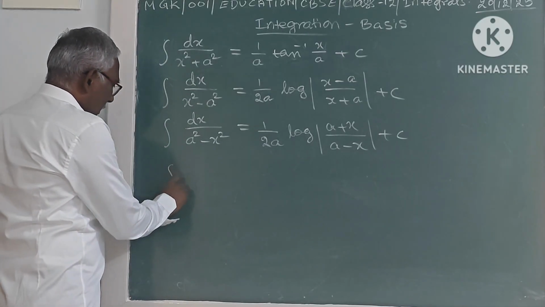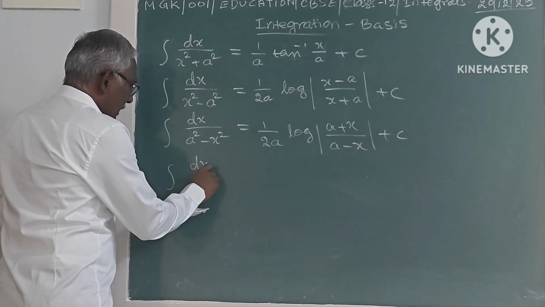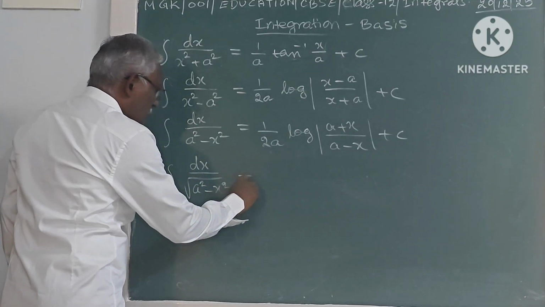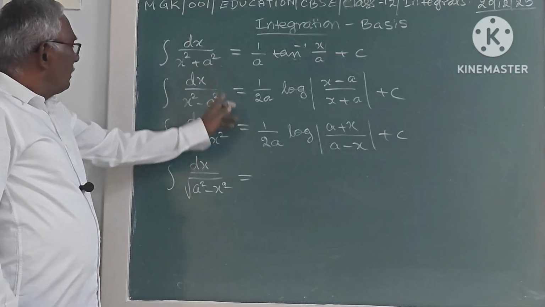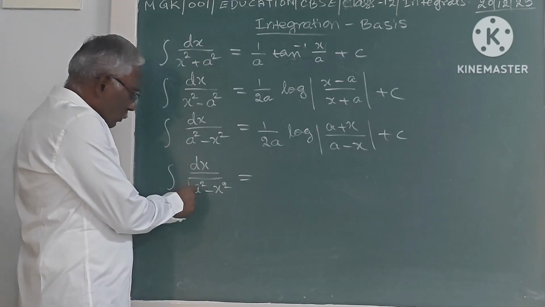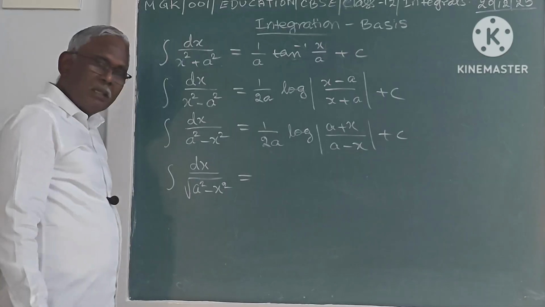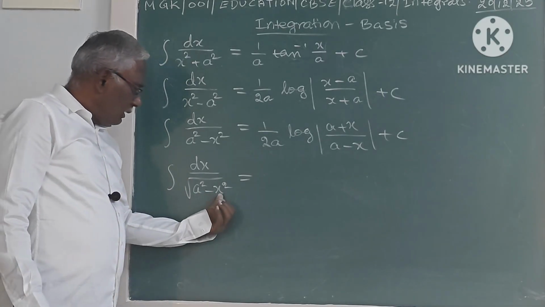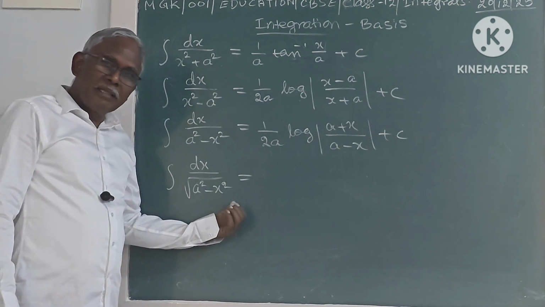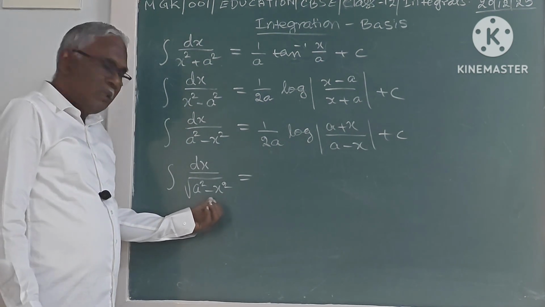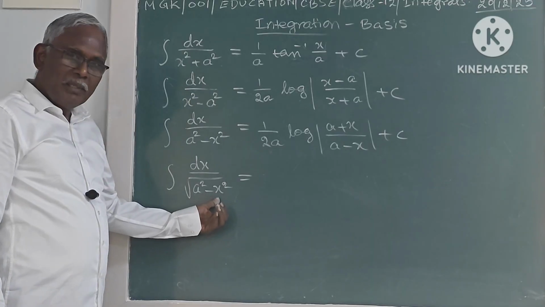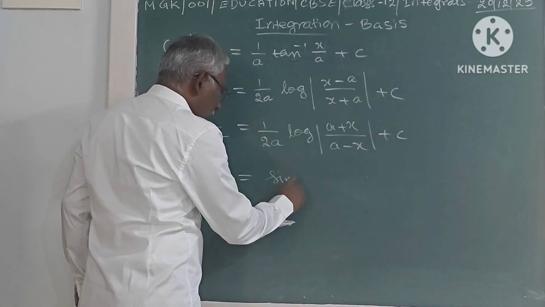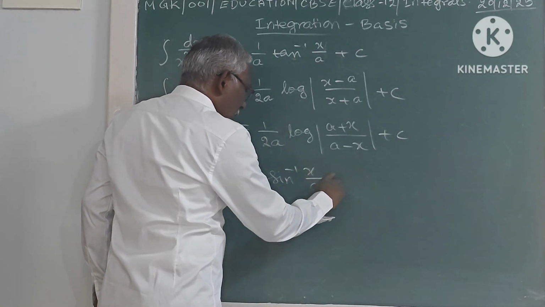Now integral dx by square root of a square minus x square, with the square root. So in this, why have I taken square root of a square minus x square? In this, if you put x is a sin theta, then a square, a we can take commonly outside, 1 minus sin square theta, that will become cos square, that will become a single term. So sin theta is coming. So this value will be sin inverse x by a plus constant.